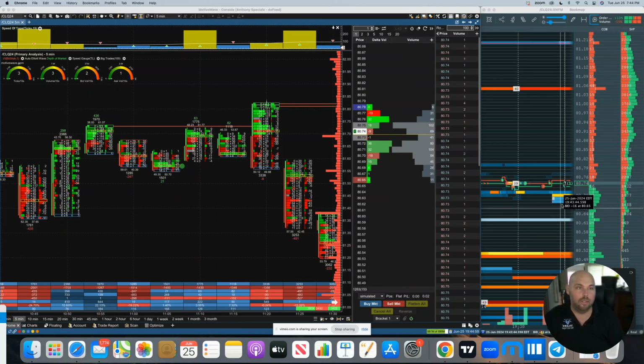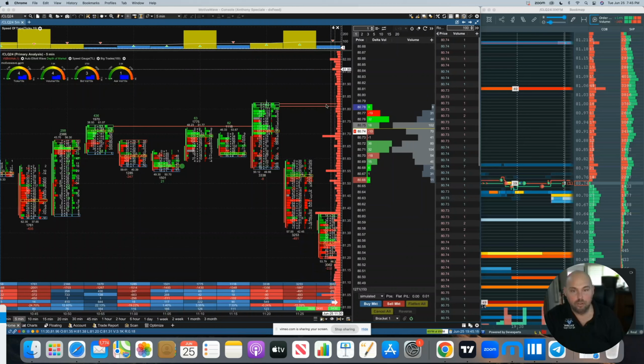Off to the right here is the book map. I've used this for quite a few years now. Very pleased with it. I like the way it displays. It gives me a little bit of a broader picture of where the orders are resting in the market. The Motive Wave does supply the same thing here.